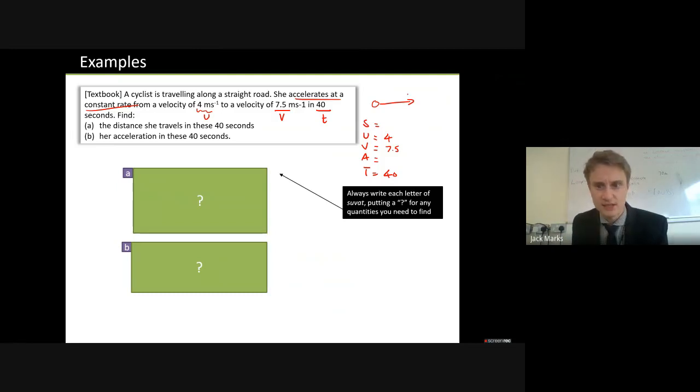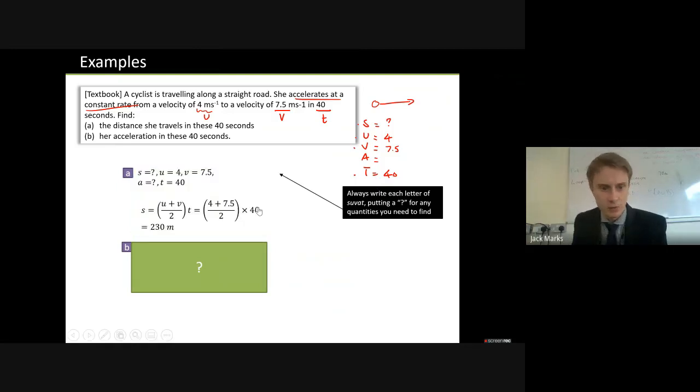Find the distance. Okay, so I would do something like this. So I've got 1, 2, 3, 4. I'm thinking, what equation links those 4 pieces of information? Well, it was this one here. So if I put the numbers in here, I get my value for S.